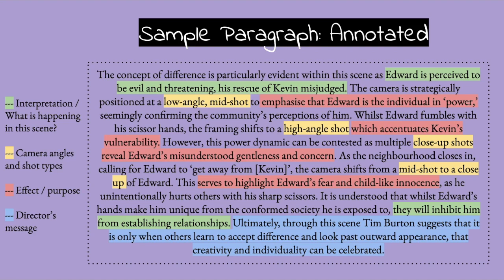As the neighbourhood closes in, calling for Edward to get away from Kevin, the camera shifts from a mid-shot to a close-up of Edward. This serves to highlight Edward's fear and childlike innocence as he unintentionally hurts others with his sharp scissors. It is understood that whilst Edward's hands make him unique from the conformed society he is exposed to, they will inhibit him from establishing relationships. Ultimately, through this scene, Tim Burton suggests that it is only when others learn to accept difference and look past outward appearance that creativity and individuality can be celebrated.